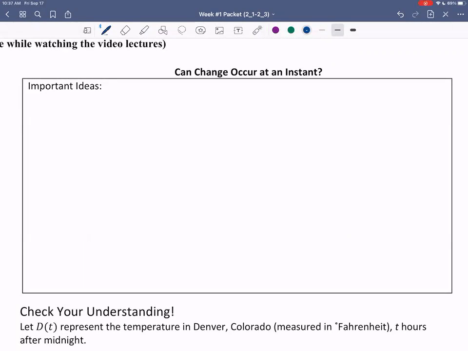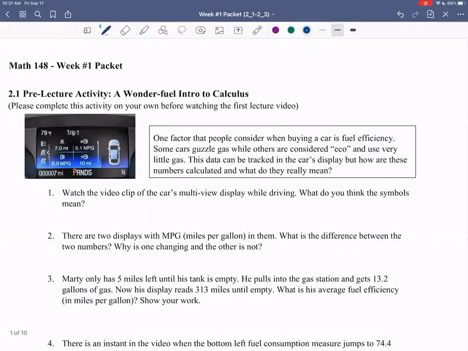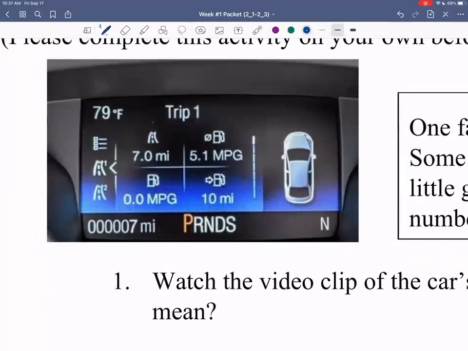Before we dive into the notes here, I just want to refer back to that pre-lecture activity where we looked at a car's display menu as it drove. One thing that you may have noticed here is the different MPG displays. And what this brings to mind are the miles per gallon of the car over its long-term behavior. Over the full trip, what was the miles per gallon that was obtained over the entire trip, versus at a moment in time, what miles per gallon were we getting?